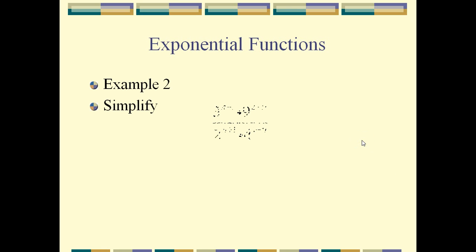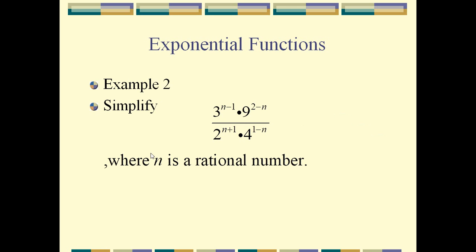Let's look at another example. You want to simplify the expression of the following, where n is a rational number. In this problem, you see that there are many indexes, but they are in different bases. In order to solve this kind of problem, you must first make the same base.